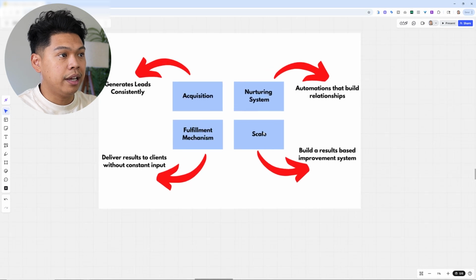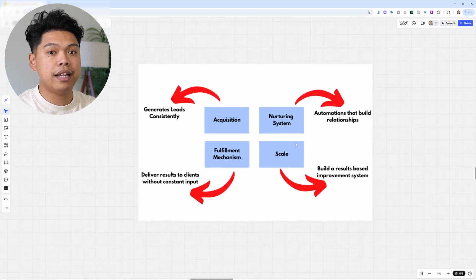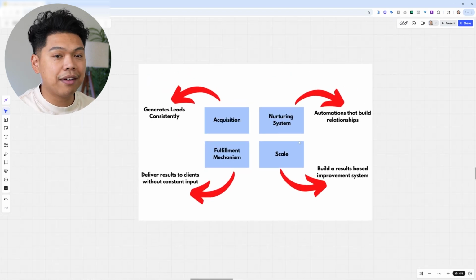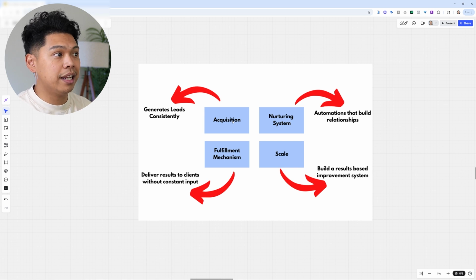Okay. And in general, if you're not adapting, you're going to get left behind. Do you have these 4 pillars? Do you have an acquisition system, a system that is generating you leads consistently?